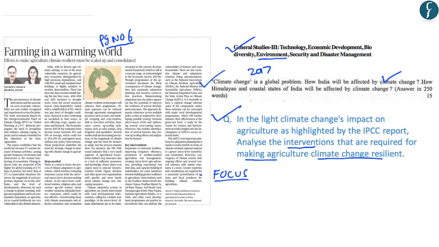Now let us look at the focus of this article. So this article highlights that as it has been highlighted by the 6th assessment report of the IPCC, there is a need for devising strategies to make agriculture more climate resilient. Further, the IPCC report states that due to global warming, indigenous populations and local communities which are dependent on agriculture or coastal livelihoods are very vulnerable to the climate impacts. So the IPCC report highlights that the indigenous communities and the local communities are more vulnerable to climate change.